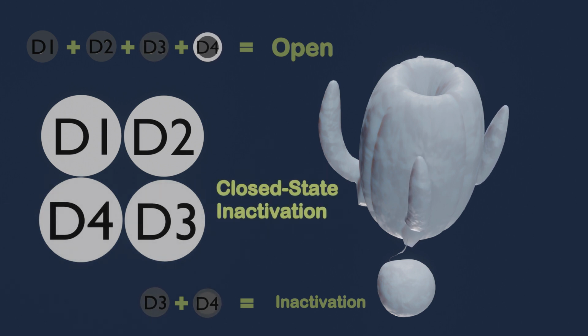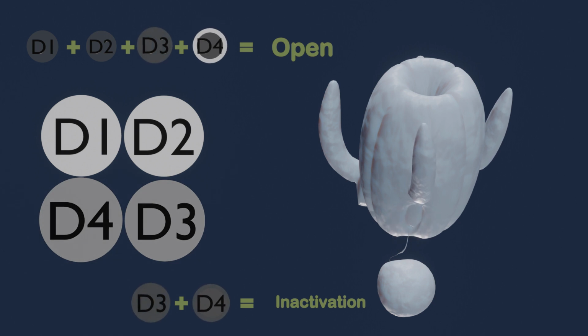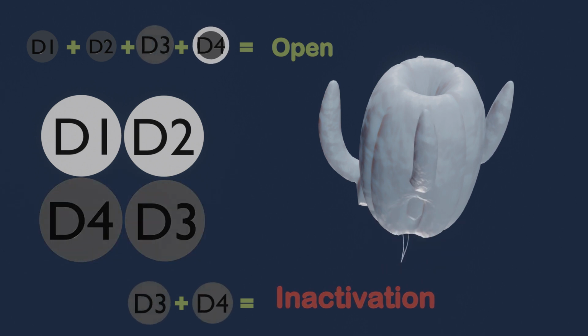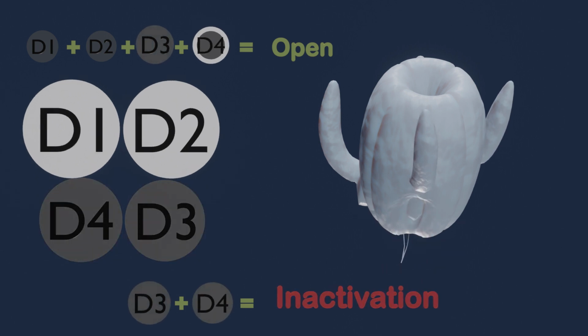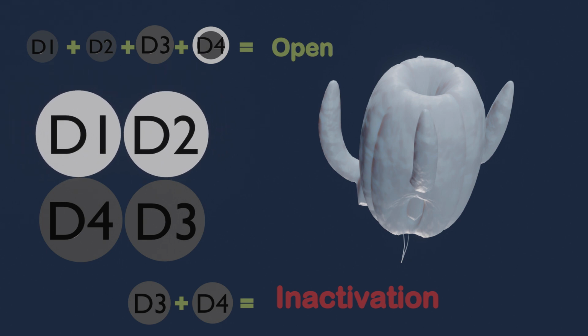In closed-state inactivation caused by small depolarizations, the channel undergoes activation in domains D3 and D4 first, making inactivation possible before either D1 or D2 has had the chance to activate.